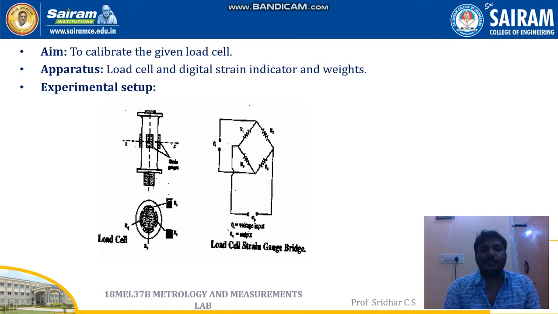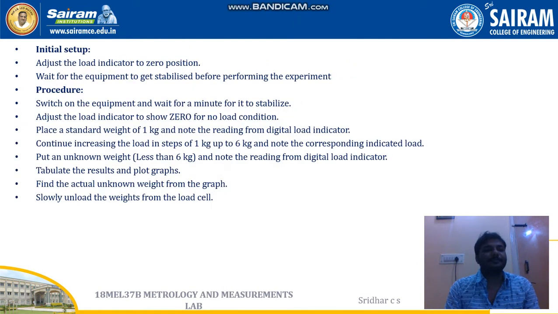For the apparatus, what we require is the load cell, the digital strain indicator, and weights. The strain is nothing but the deflection that takes place when you apply the load, and that we identify with the digital strain indicator. This is the experimental setup, where you can see the load cell and the load cell strain gauge bridges required to do this particular experiment.